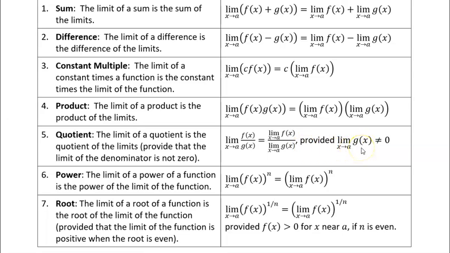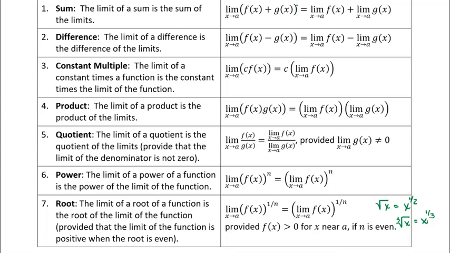So you have to be careful if the limit as x approaches a of that denominator is 0, right? Can't divide by 0. Okay, if we have a power, right? If we take the limit of a power, the power of a function, we can take the power of the limit, all right? And then we have the root. Now remember, this is a root because like the square root is a 1/2 power, right? So just remember that, square root of x is equal to x to the 1/2, right? The cube root of x is equal to x to the 1/3. So that's why we have this 1 over n.